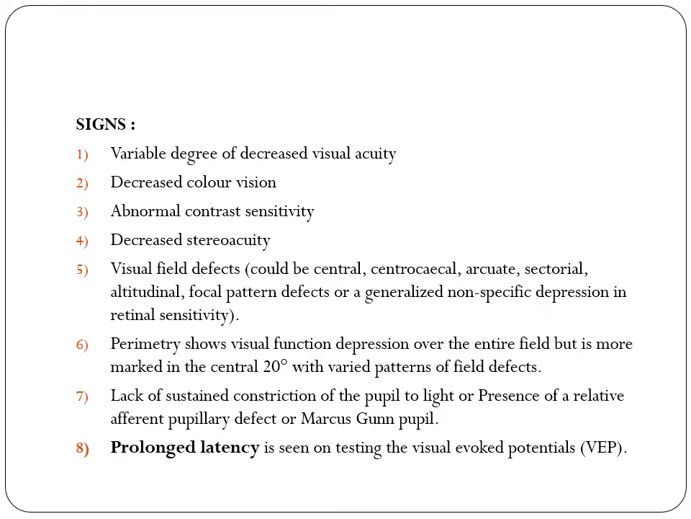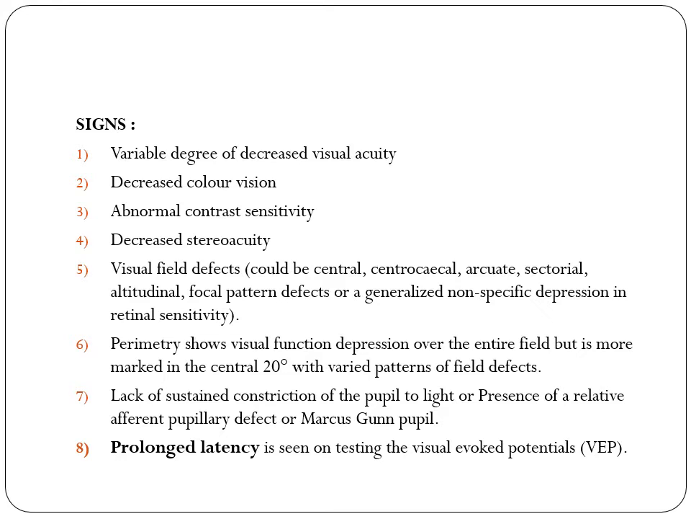You know, there is one more parameter of vision apart from central vision, which is contrast. How do you recognize the contrast? That contrast sensitivity goes down in optic neuritis. Stereo acuity again goes down. There will be field defects: central, centrocecal, arcuate, sectorial, altitudinal, focal. These are all suggestive of optic neuritis.